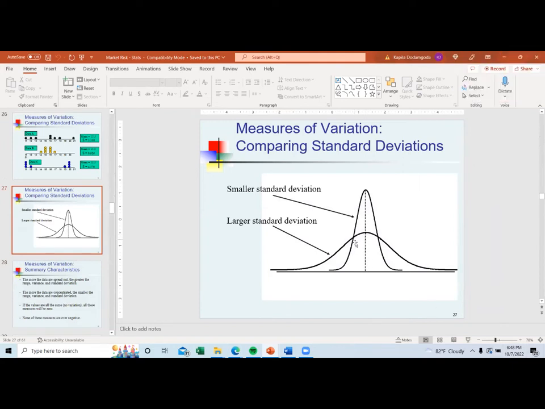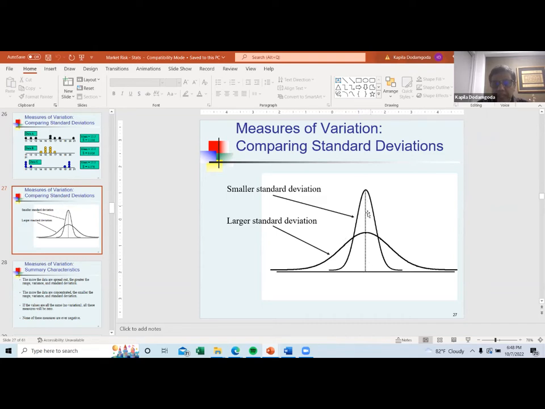Yes, go ahead. So you see this one, the narrow curve. This is a curve where the values are close to each other. The levels of the values are very close to each other, so the standard deviation is less, and therefore the curve is like this. But where the individual values of the population are more dispersed, then it is a flatter curve like this.